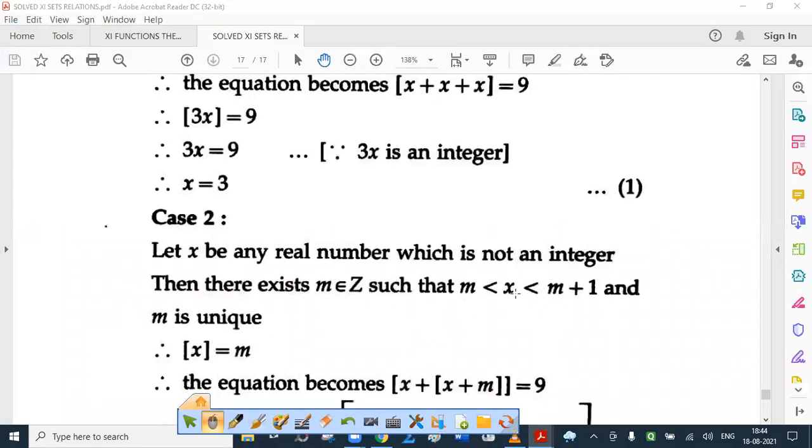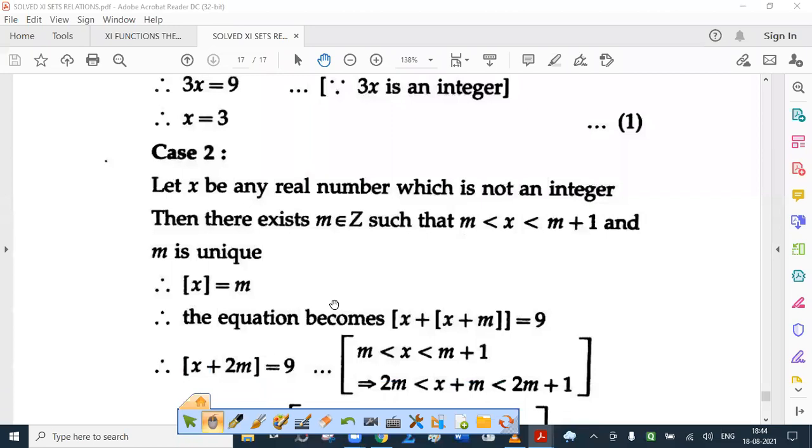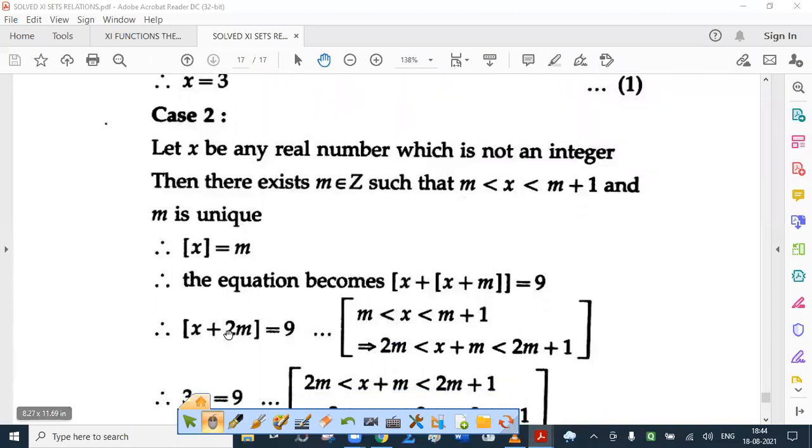So if m is less than x less than m plus 1, then what is step x? Greatest integer, rather nearest integer to the left, is m. So step x is m. So equation becomes x plus step x plus m equal to 9. Now what can we say about x plus 2m? For this, we have begun with m less than x less than m plus 1.